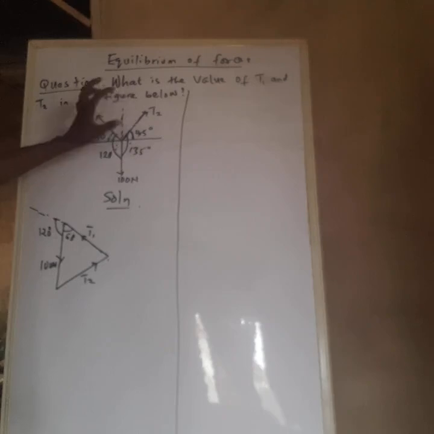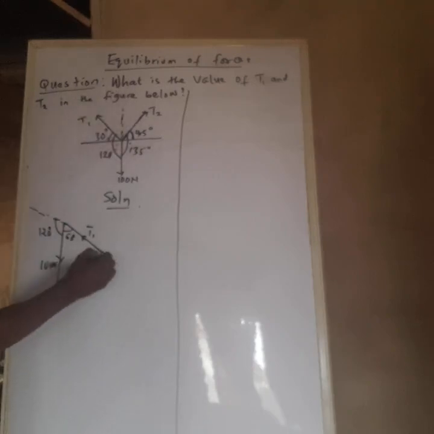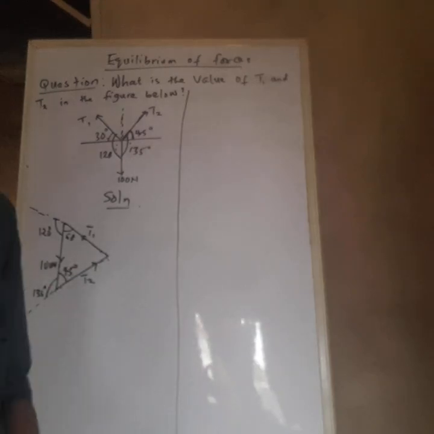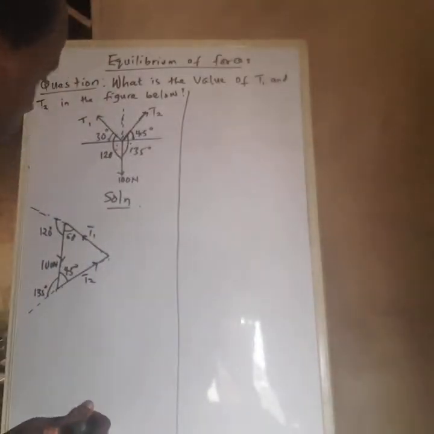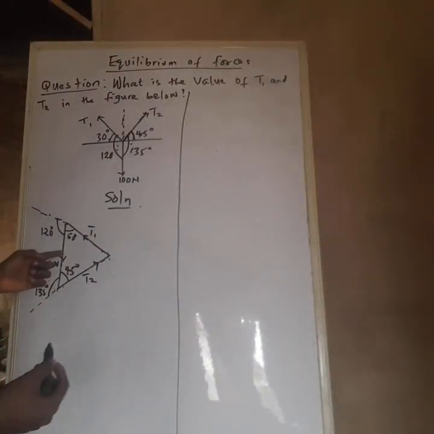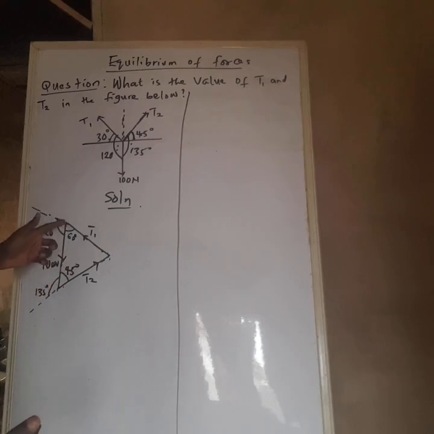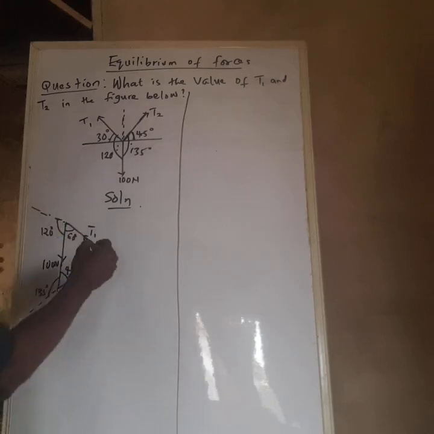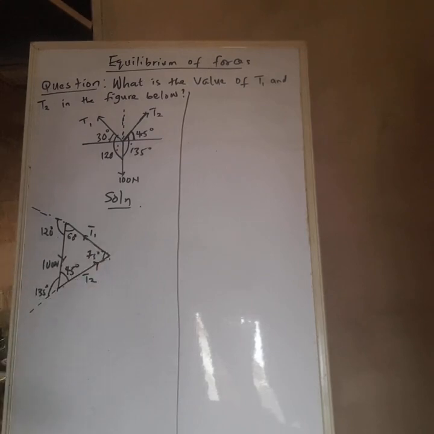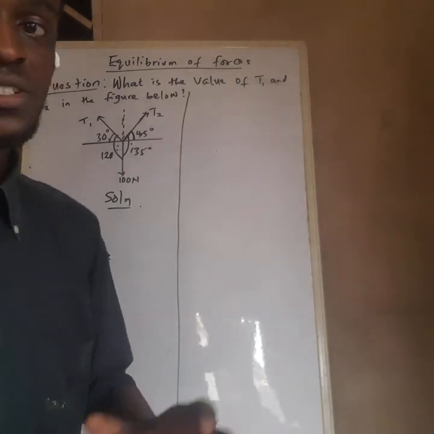Now for T2, the angle between T2 and 100 Newton: this is line T2, and this is 100 Newton. So you can see 135 degrees. The angle inside will be 45 degrees, because 135 plus 45 is 180 degrees, which makes up an angle on a straight line. So from the triangle, the sum of angles in a triangle is 180 degrees. 60 plus 45 is 105. 105 plus what gives 180? Obviously, it is 75 degrees. So we are done with the completion of the triangle.